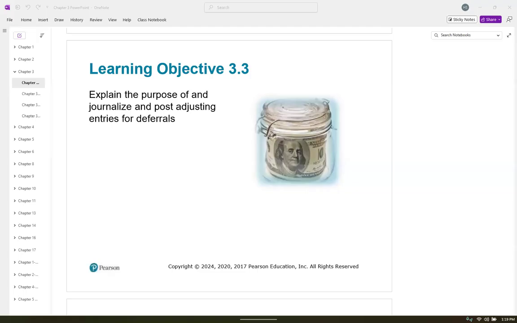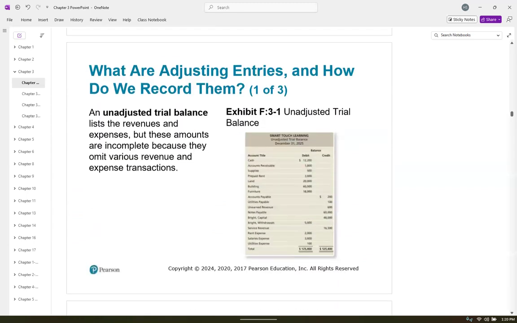All right, we're on learning objective 3.3, and we are going to explain the purpose and journalize and post some actual adjusting entries for deferrals. Okay, so here we have the unadjusted trial balance. That's the same trial balance we actually did in chapters 1 and 2. We just called it a trial balance. We didn't actually call it unadjusted, but now we need to call it unadjusted because we're going to do another trial balance that is adjusted.